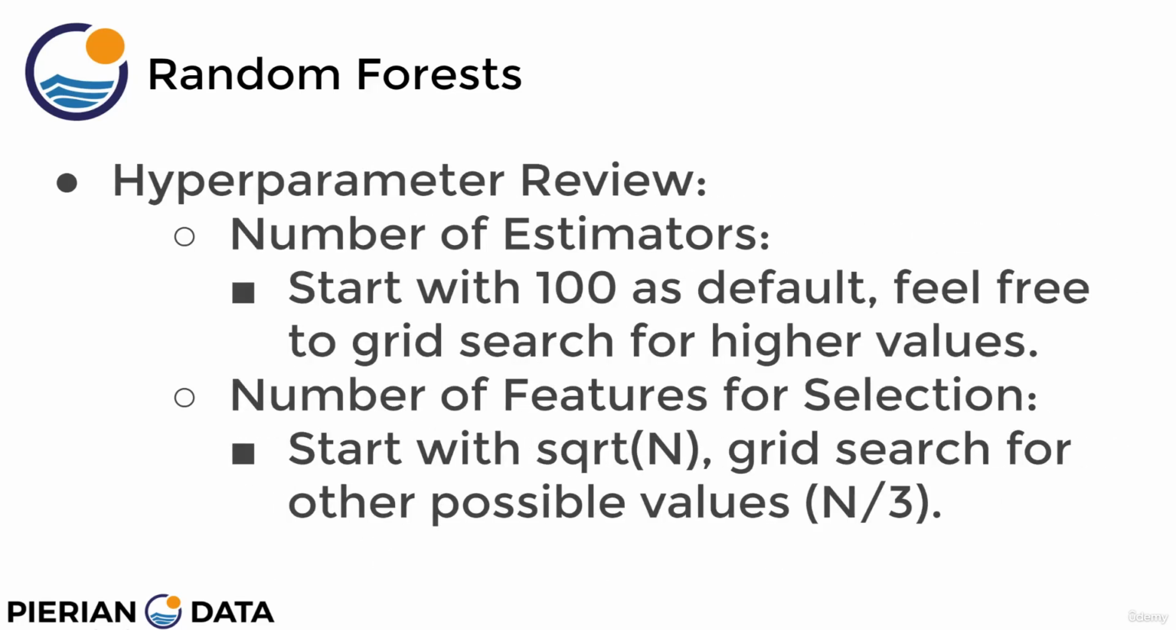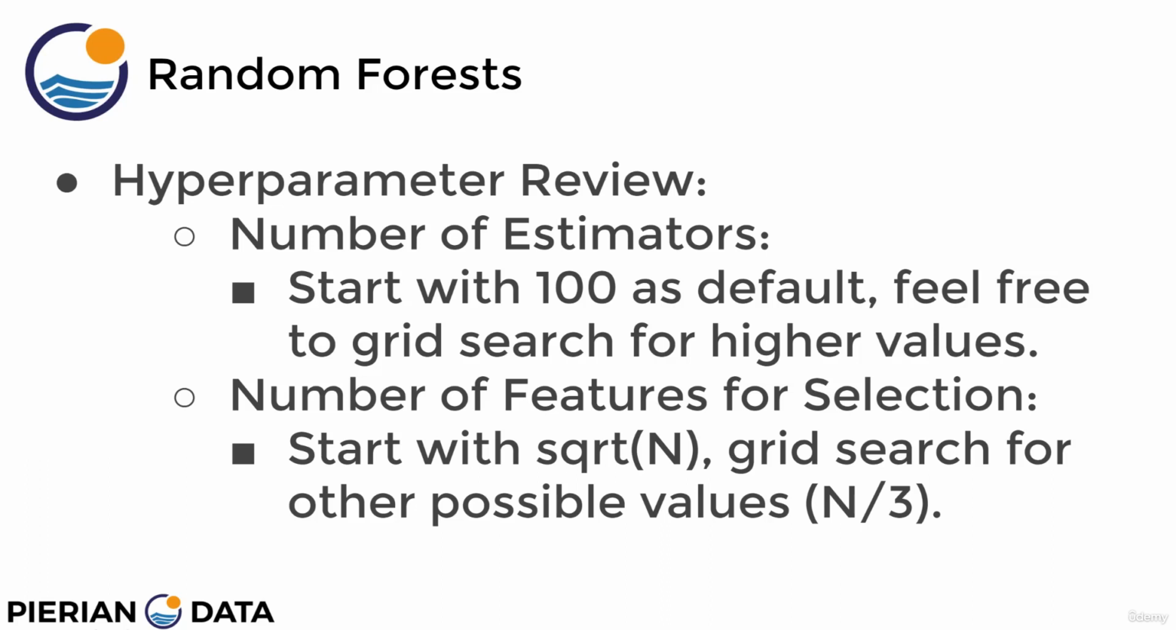So as a review, for number of estimators, start with 100 as a default. Keep in mind that is currently scikit-learn's default value, and feel free to grid search for higher values. If you want to do a visualization of number of estimators versus error in order to see that particular threshold being hit, feel free to do so. But really, a grid search is probably the best use of your time there, since visualizing number of estimators versus error is not really going to help you much.